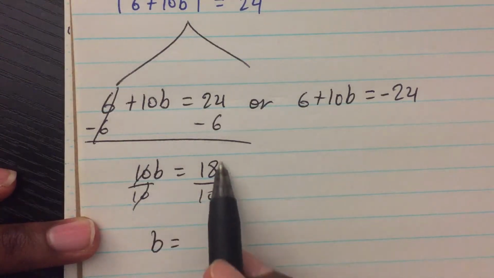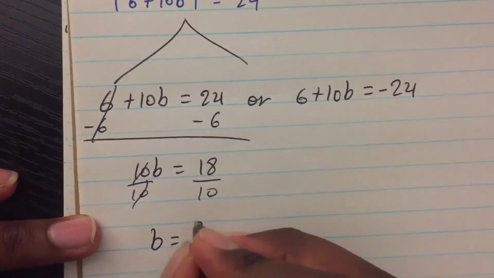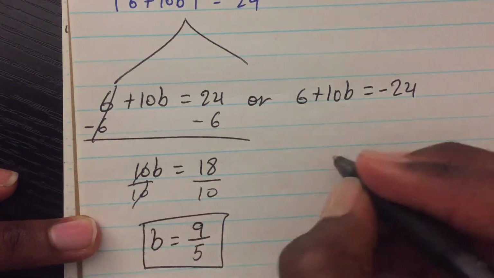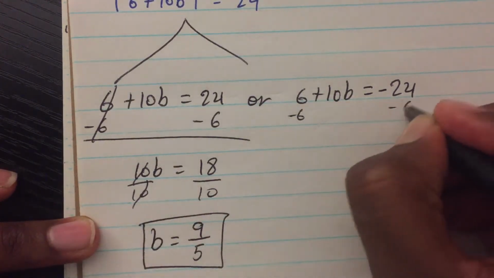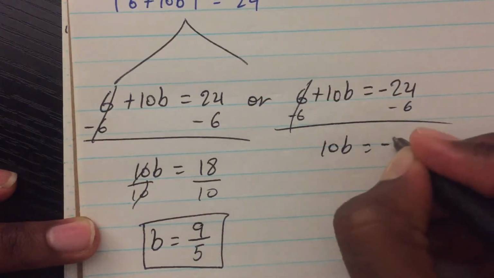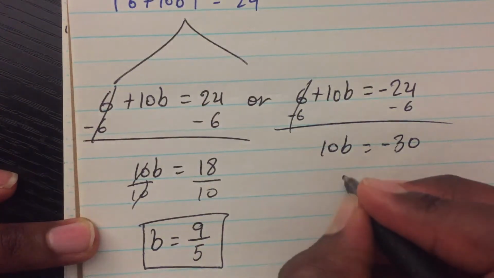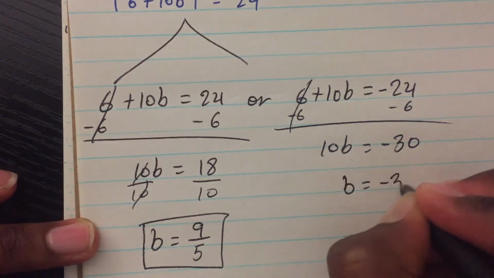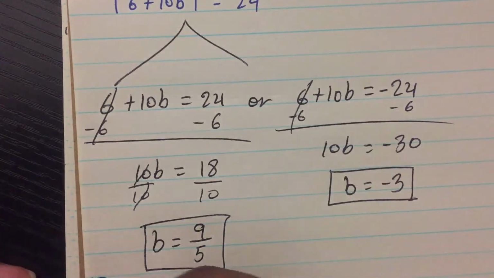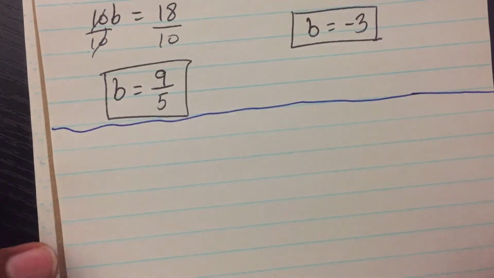Divide by 10, divide by 10, you get b equals 18 divided by 10. Those two numbers are divisible by 2. 18 divided by 2 is 9, 10 divided by 2 is 5, that's one answer. And then over here, subtract 6. 10b equals negative 30. Divide by 10, you get b equals negative 3. So the two numbers that make the problem work are 9/5 and negative 3.